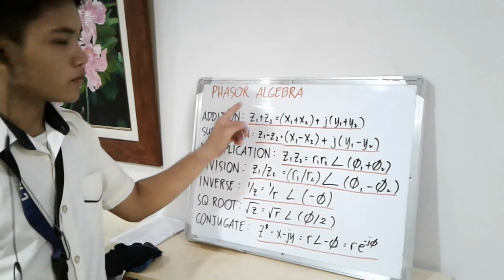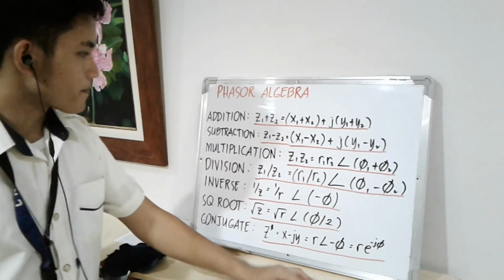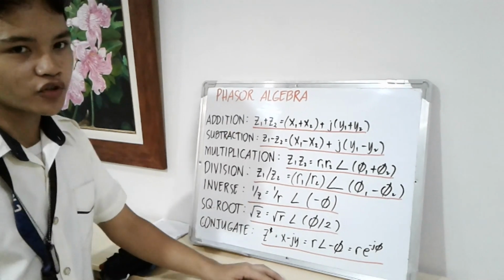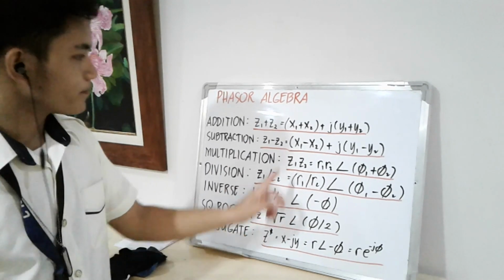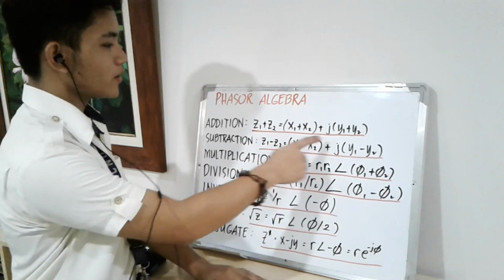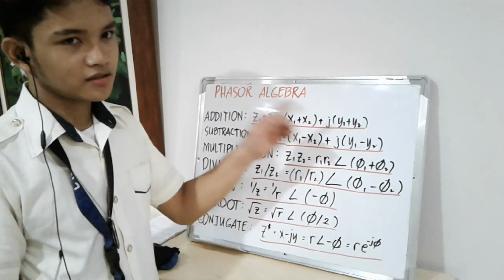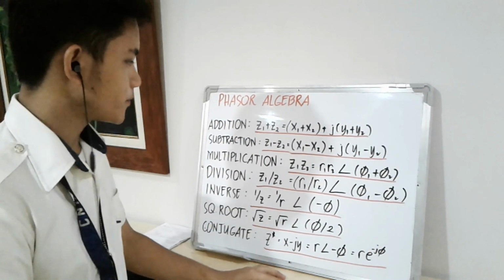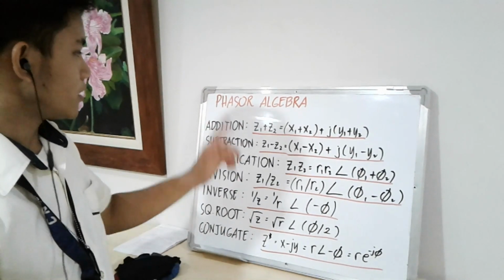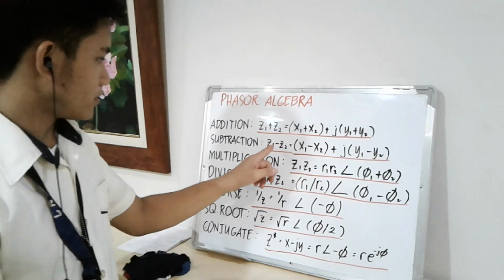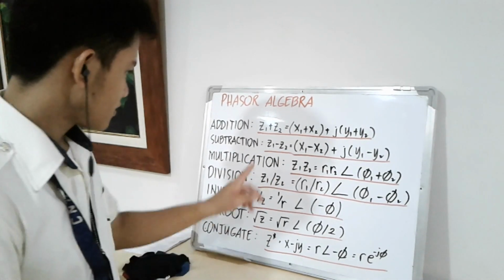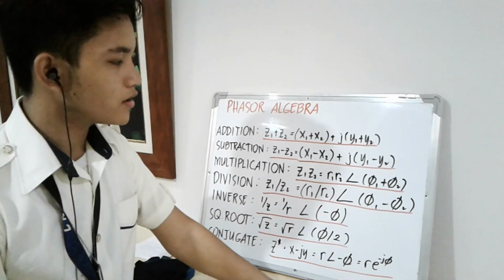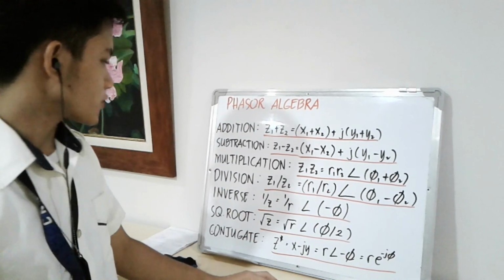And here we go now to Phasor Algebra. Phasor Algebra is also a continuation of our advanced math. So, addition of two phasors: z1 plus z2 is equal to x of z1 plus x of z2, plus j times the quantity y of z1 plus y of z2. Subtraction is the same as addition, though the operation varies. z1 minus z2 is equal to x1 minus x2 plus j times the quantity y1 minus y2.